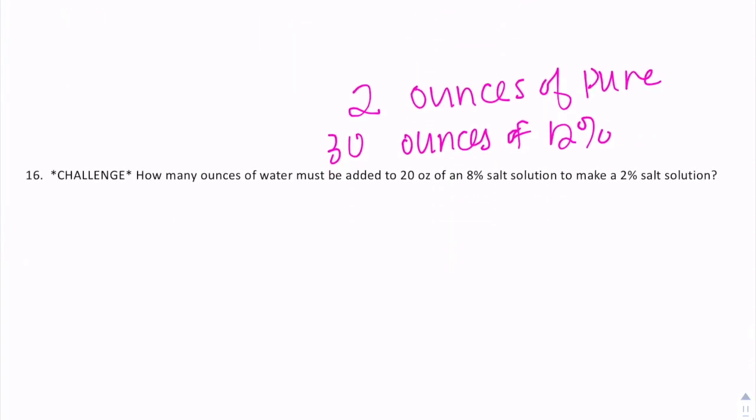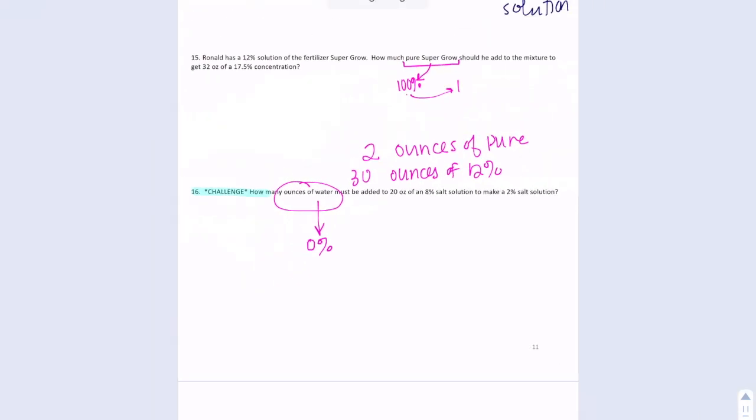Okay? This right here is a challenge. I'm going to give an extra credit point to whoever can complete this, showing work with an answer. And how many ounces of water, I'll give you one hint. If it's water, that means there's no chemical. That's a 0% solution. Okay? That's my one hint. It's going to be set up a little bit differently than the others, but I'd like to see if anyone can come up with that. So again, 1 extra credit point if you can get that with work.